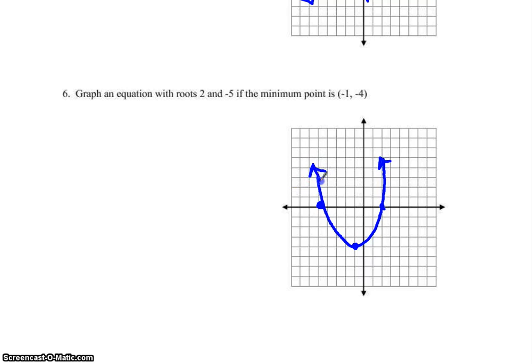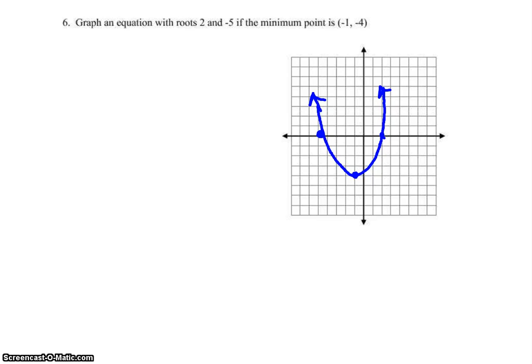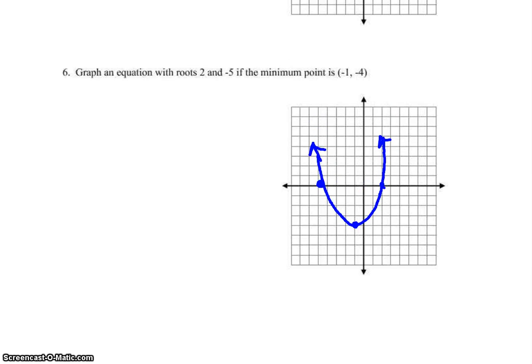So it ought to look something like this. Once again, it doesn't have to be perfect, but you need to get the basic idea. You need to have those 3 points plotted, and they need to be plotted correctly. Okay? So that's how you can make a graph based on the solutions and the vertex. Okay? That's all for your notes. You're ready for your assignment. If you have any confusion about anything, you need to talk to me.